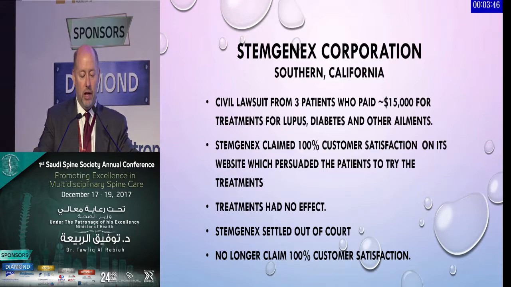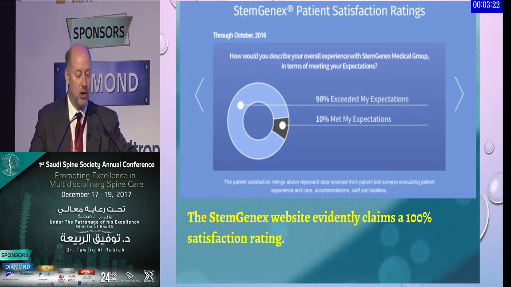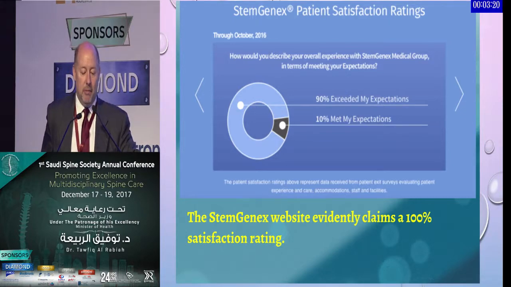In Southern California, StemGenics Corporation got into some trouble. Civil lawsuits from 3 patients who paid more than $15,000 for treatments for lupus, diabetes, and other ailments. But StemGenics on their website claimed 100% customer satisfaction. But the treatments had no effect. StemGenics settled out of court. They no longer claim 100% satisfaction. This was their satisfaction rating: 90% exceeded my expectations, 10% met my expectations. I looked on their website yesterday. This is gone.